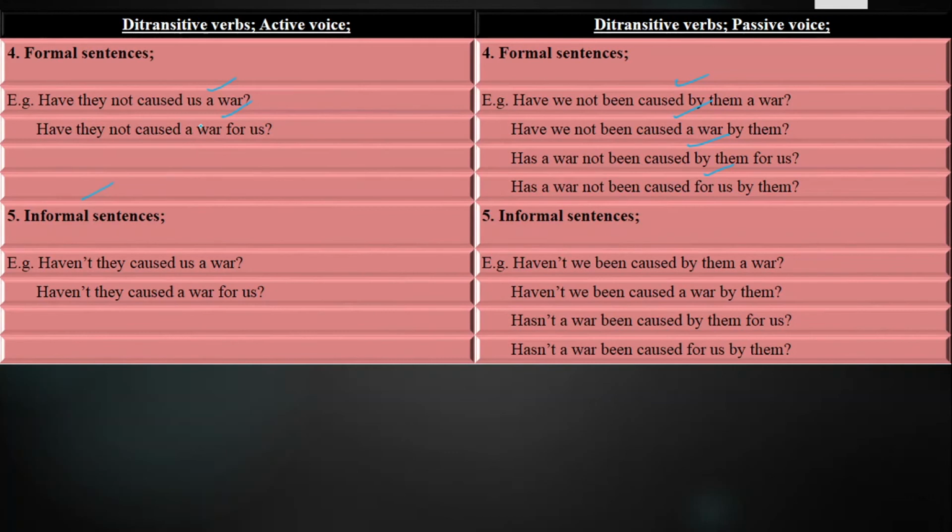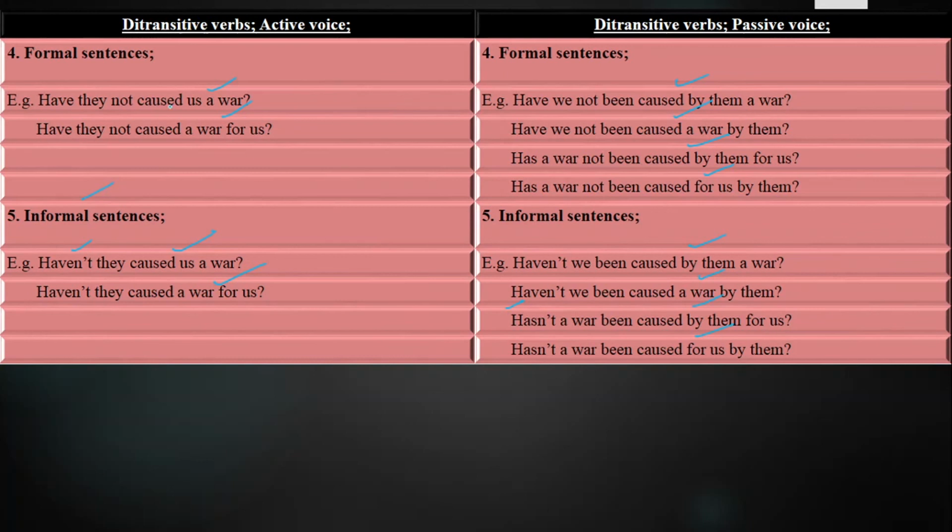Last, we have informal sentences. Those are sentences in which we ask questions, deny the statement, and ask in an informal way. Have not short form is haven't, and has not short form is hasn't. We use them with our youngers, juniors, and those whom you are close with, and you can use them with your friends in a friendly atmosphere. Haven't they caused us a war? Haven't they caused a war for us? Haven't we been caused by them a war? Haven't we been caused a war by them? Hasn't a war been caused by them for us? Hasn't a war been caused for us by them?